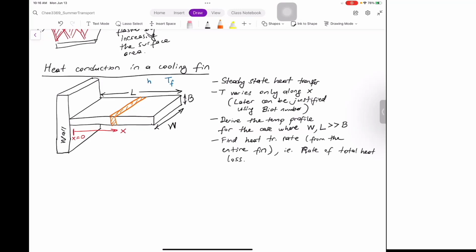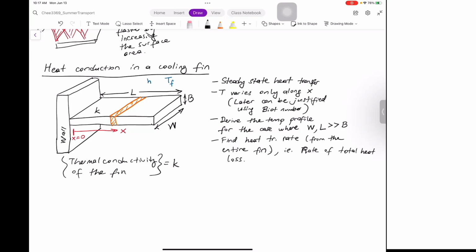Any questions so far? I didn't give you the thermal conductivity of the fin. It's K. So let's call it K. Good. Now we took the shell.